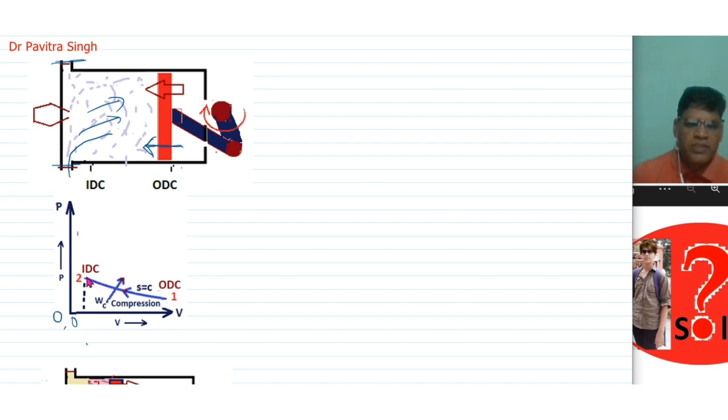This compression stroke takes place at constant entropy, and it is called an adiabatic compression process. The pressure and volume variation of the piston is presented in this graph. This is process 1 to 2. When the piston moves from ODC to IDC, the volume decreases continuously and the pressure increases from ODC to IDC. This is our step 2.